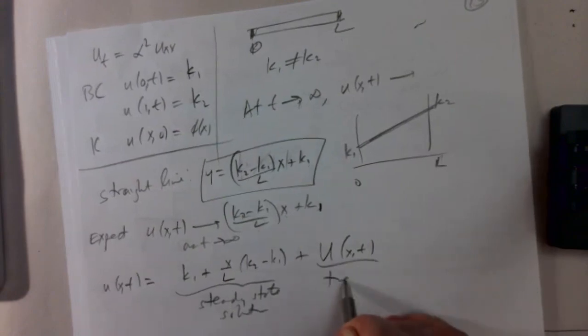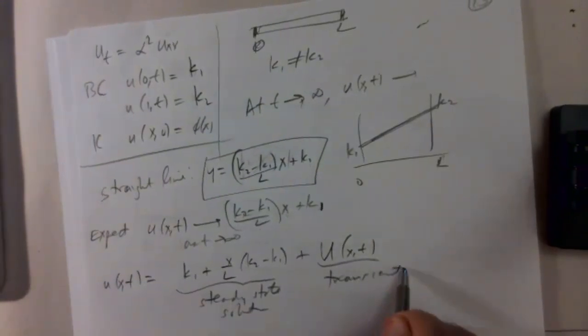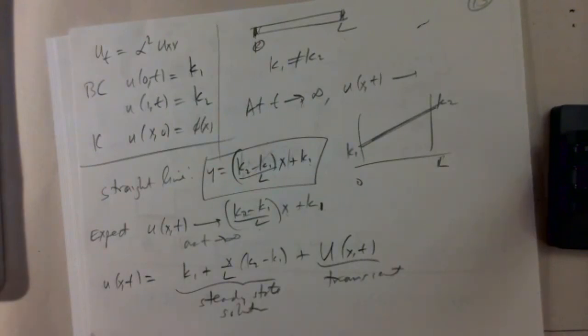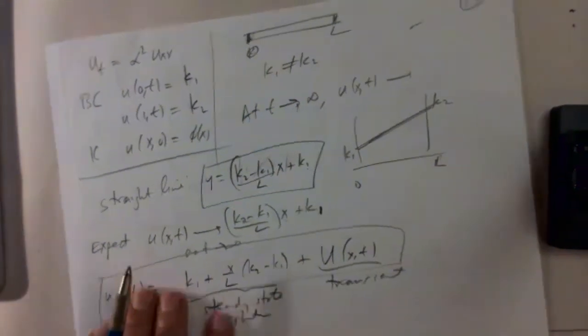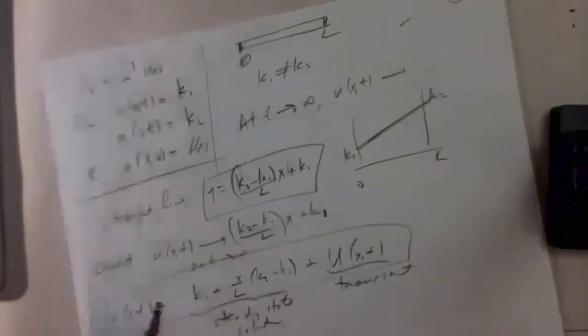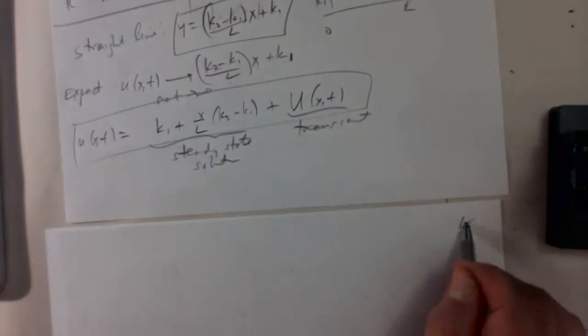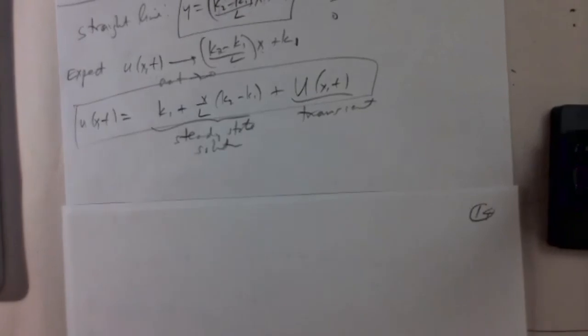And this is some transient quality, which we expect goes to 0 as t goes to infinity. So in any case, we say, let's look for a solution of this form. And now let's translate this into our differential equation. Let's look at a differential equation which is satisfied by this function.